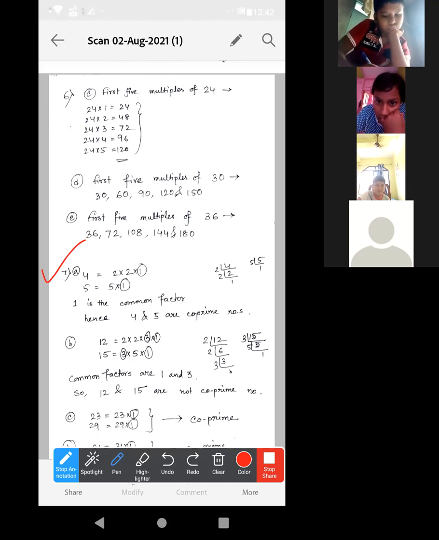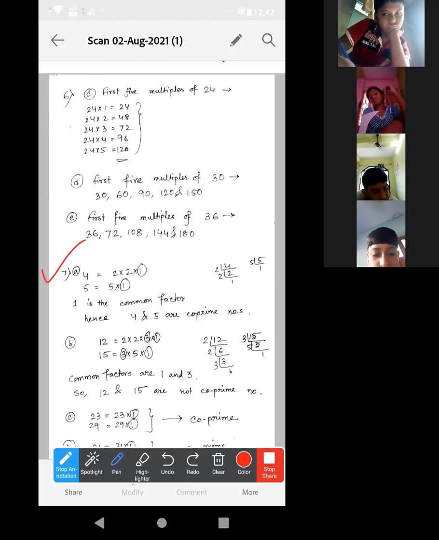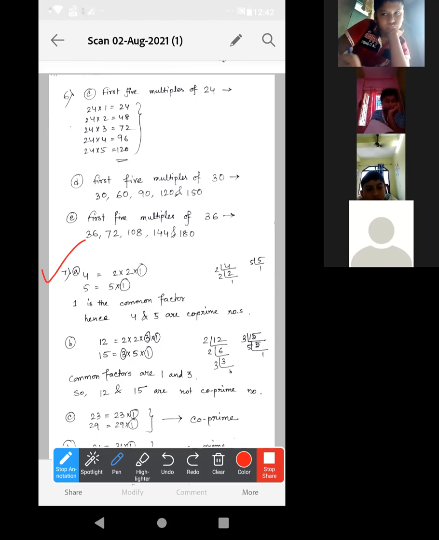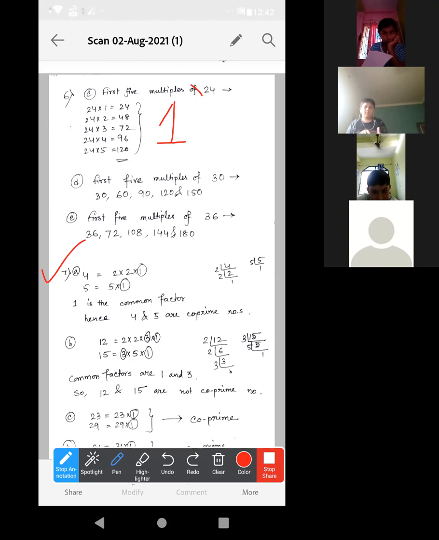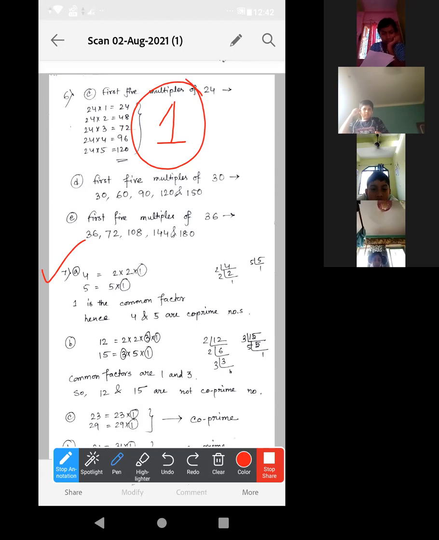Okay, it is given co-prime. I already explained the co-prime. If there is only one common factor, that is 1, the number 1 itself. If 1 is the only common factor of two numbers, then these two numbers are called co-prime.